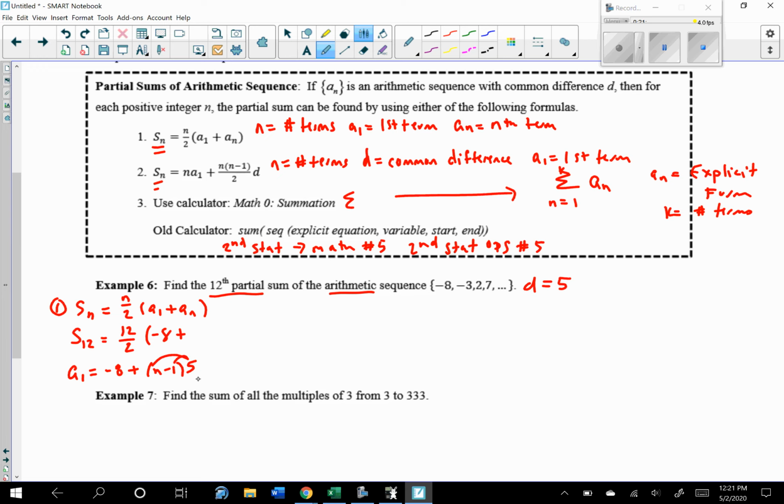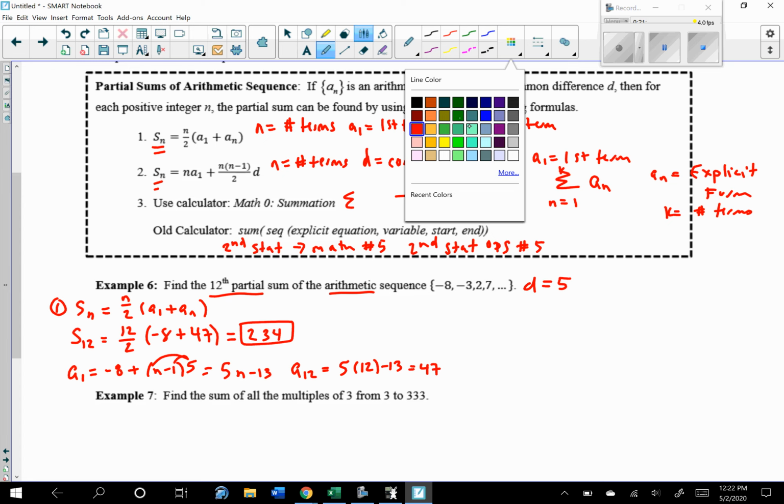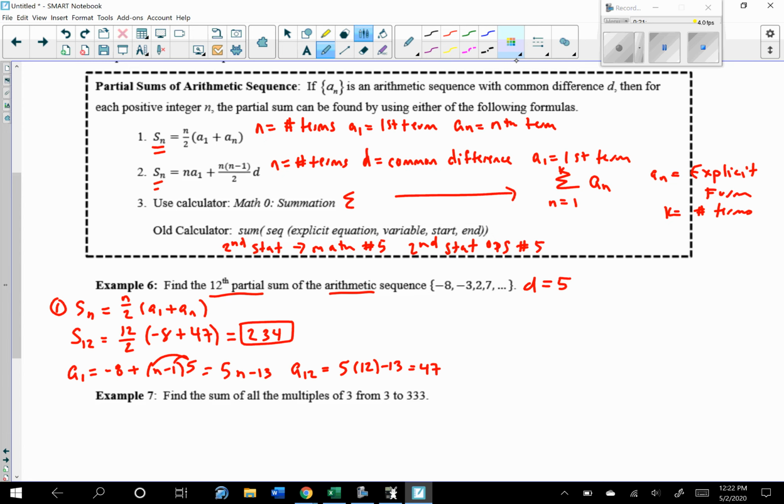And then of course I would distribute and simplify. So in this case, when we simplify this, we get 5n minus 13. So now I can find the 12th term. So a sub 12 is equal to 5 times 12 minus 13, which ends up being 47. So this would be 47. And then I could use my calculator, or do this in my head. So if I go ahead and compute this, I get 234. So that is one way of doing the problem using that first formula. But again, it doesn't always make sense to use that formula because there might be a different formula that's shorter.